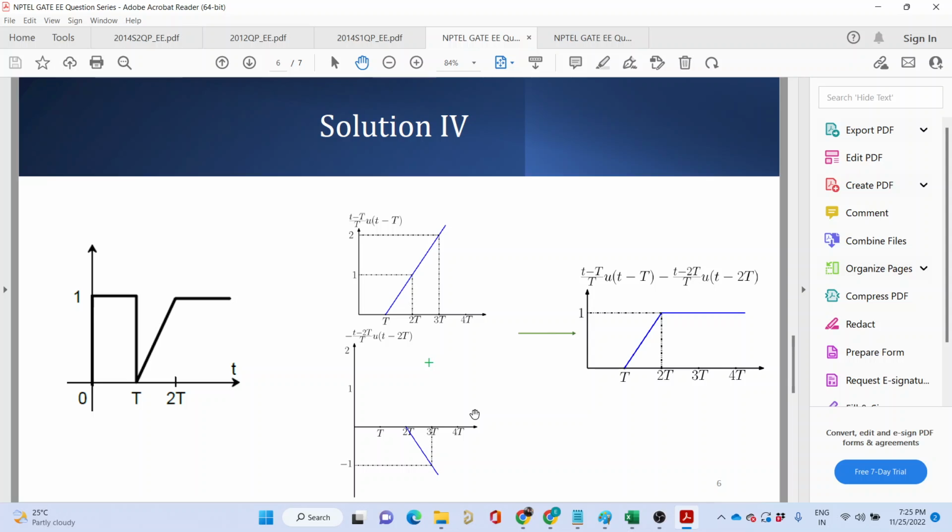So this is the same thing that I've already explained to you. If you add these two functions, one exists from t to 2t with a slope opposite to that of the other, and this function has a slope of 1 by t from t to 2t, and the value of this function during this period t to 2t is 0. So if you add these two functions, what you are going to get is this linearly rising part and then a constant part, right?